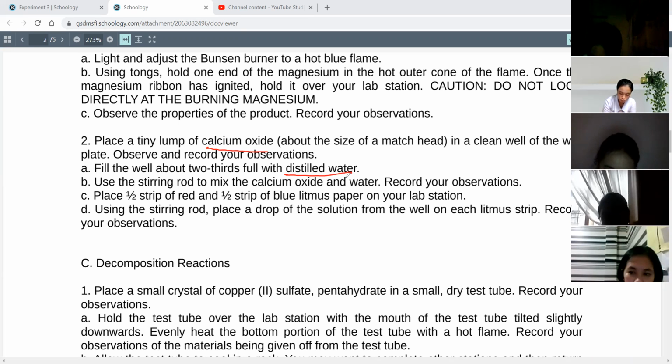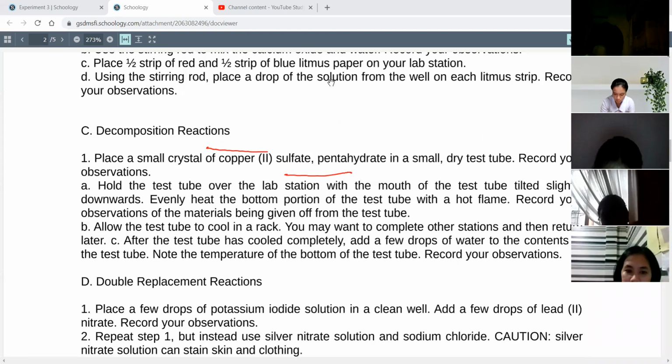And then actually, if gagawin talaga natin siya sa laboratory, we will be using a litmus paper to check the pH if the resulting solution will be acidic or basic. So yan yung next na supposedly gagawin natin. So that is for the combination reaction.